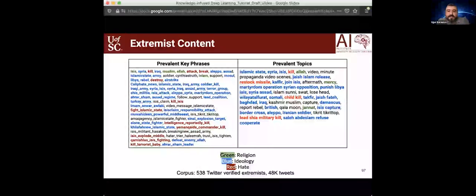What we saw here is the topics and the key phrases that you can extract from the content. There are three different dimensions that you can clearly see: religion, ideology, and hate. For example, for the extremist content, there is not much religious content. On the other hand, there is a lot of ideological content, and a significant amount of hateful speech talking about harming other people or other groups of people.